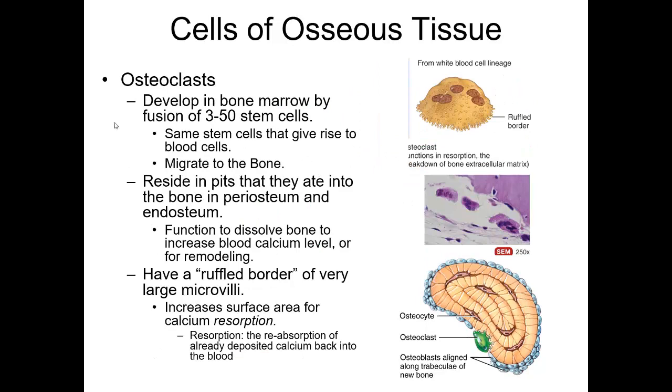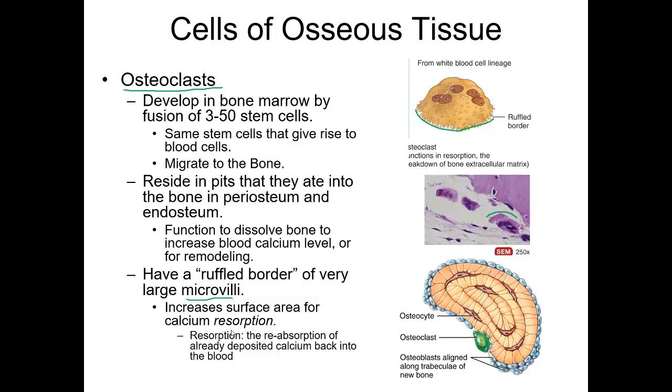The next type of cells present in osseous tissue are called osteoclasts. They are a type of macrophage, and they develop within the bone marrow, and it requires the fusion of about 3 to 50 stem cells. Their characteristic appearance is a ruffled border. Here's a scanning electron micrograph, and you can clearly see the ruffled border right here. That ruffled border is because of large microvilli.